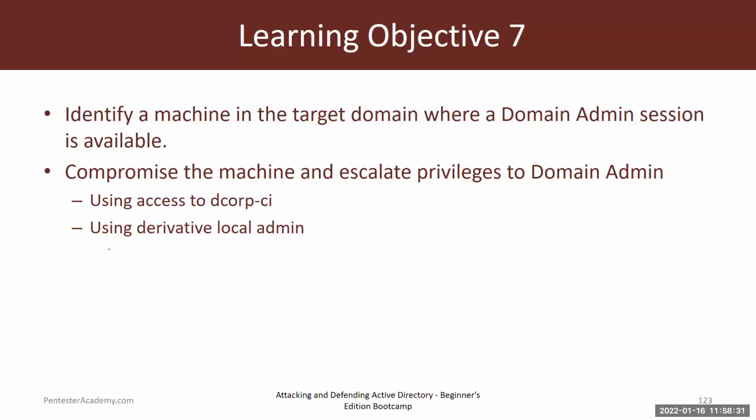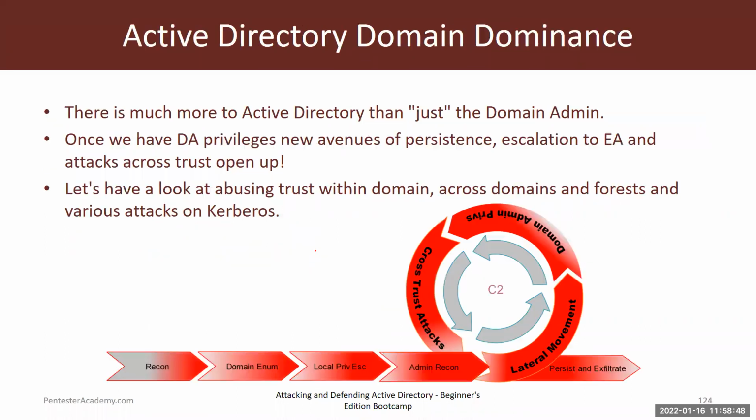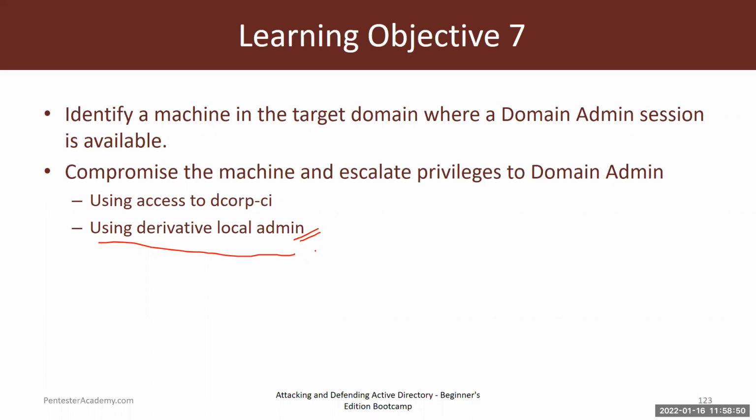Now, the second path using derivative local admin is something that I'll circle back to once I've discussed some persistence methods, because this includes discussion on allow listing. So we'll come back to this when we have, let's say, 7 minutes left of the session. We still have 32 minutes for the session.